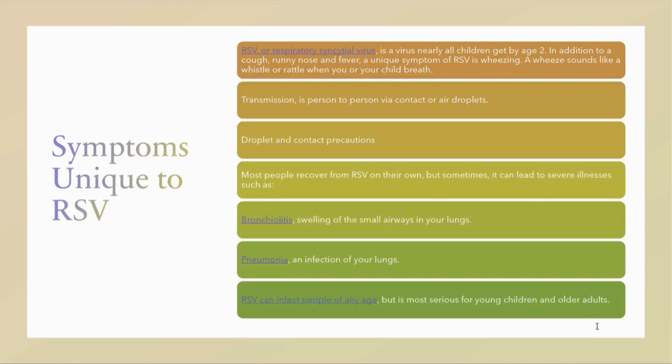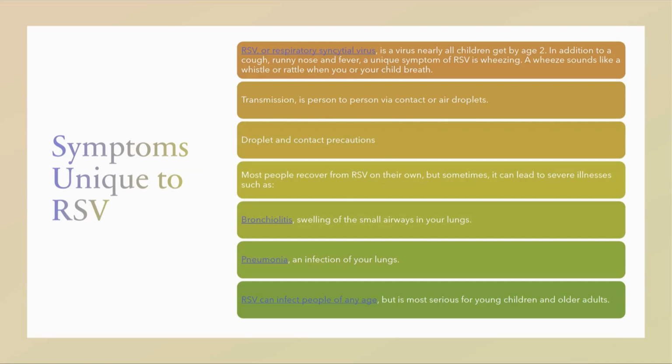Next page. So symptoms unique to RSV are going to be, again, as I said, typically it's going to be kids age 2 or younger, or older adults, 60 or 65 years of age and older. Transmission with this is typically person to person via contact or air droplets. So just like influenza, just like COVID, you can get RSV as well. So droplet and contact precautions.